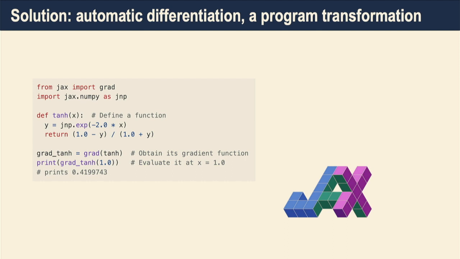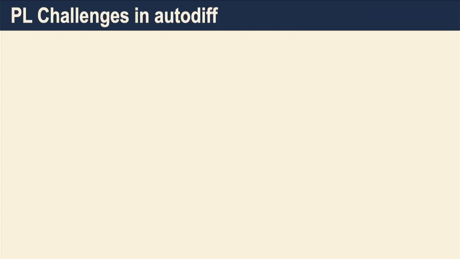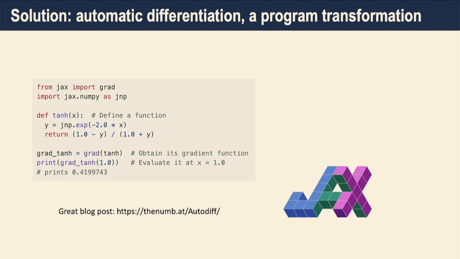It's something that programming languages people can really get into. So you can describe your program over here in Python code. This is the very successful automatic differentiation setup called JAX. And you can check out this great blog post, the num.at/autodiff, which walks you through building your own autodiff. I really like that blog post.